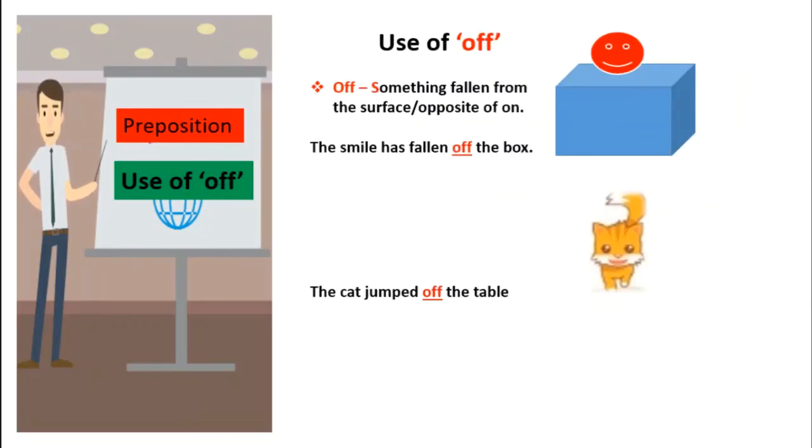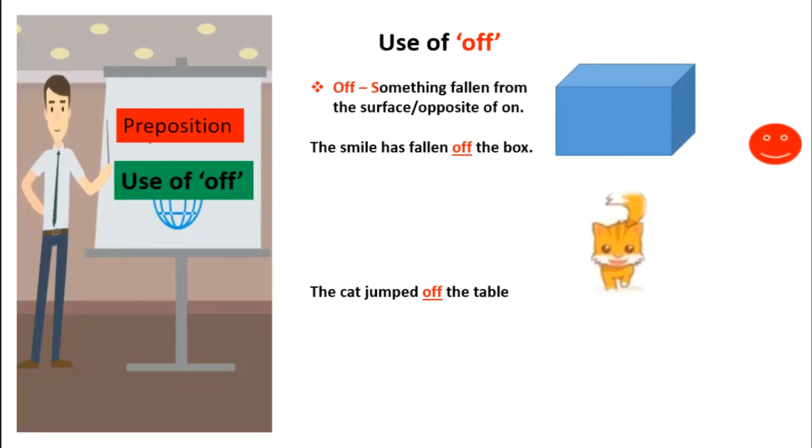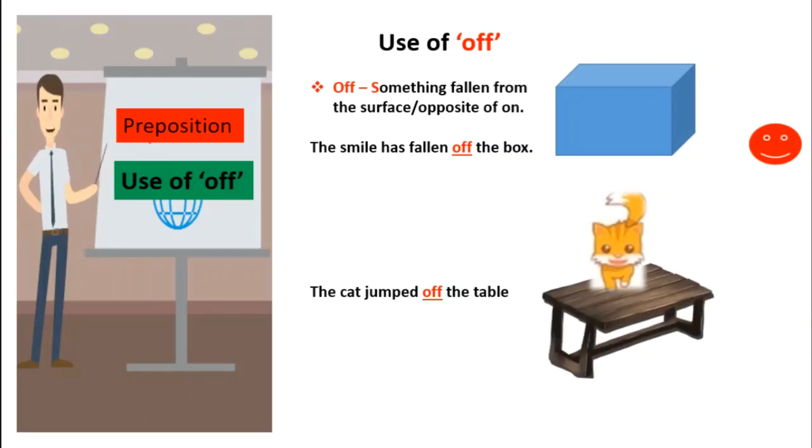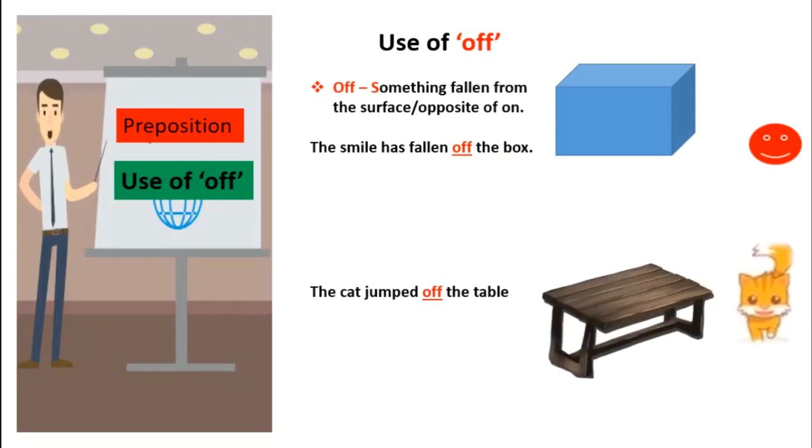Then the use of off. Off is the opposite of on. When we keep something on the surface, we use preposition on. But if something has fallen from the surface, we use off. Like the smiley has fallen off the box. The cat jumped off the table.